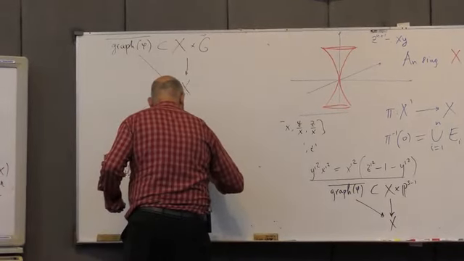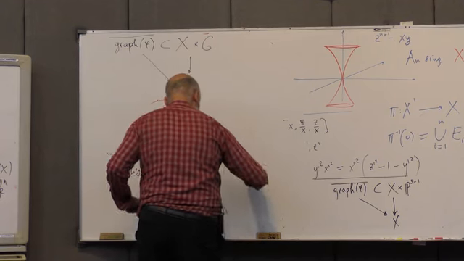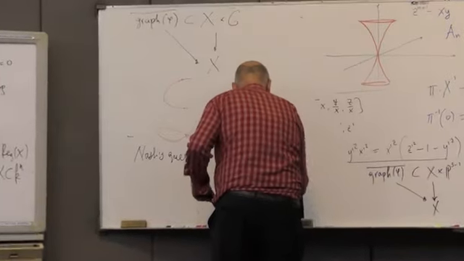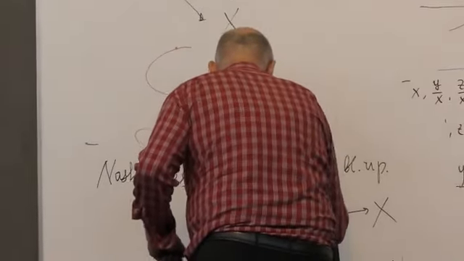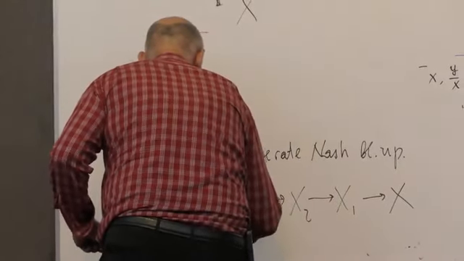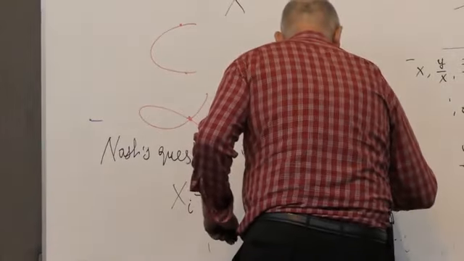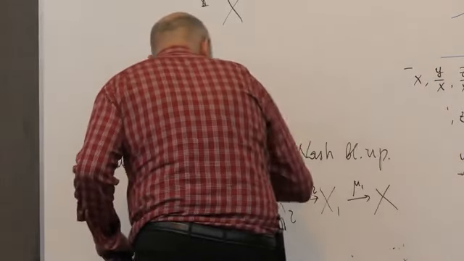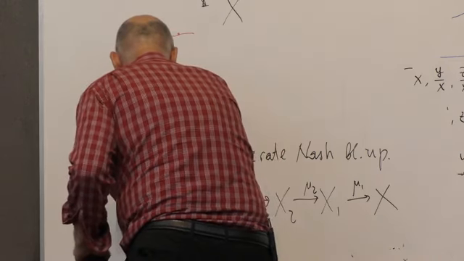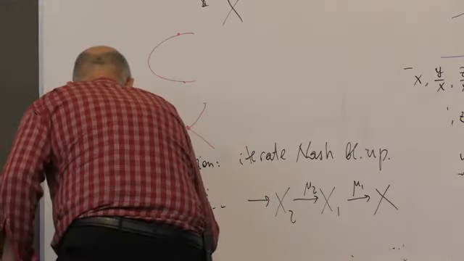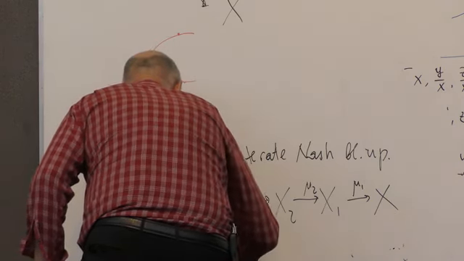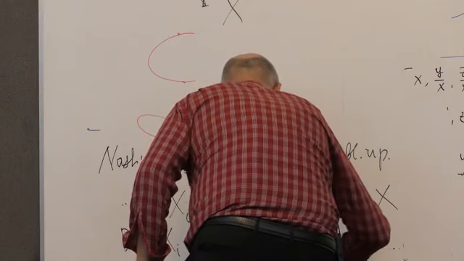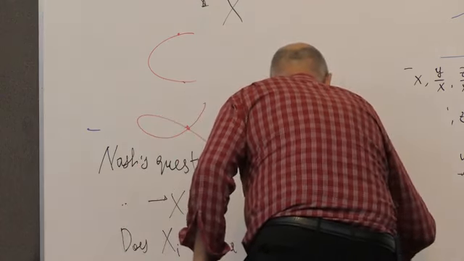So we iterate Nash blowing up. So we get a completely canonical sequence of birational proper or projective maps. Let me call them, for example, mu1, mu2, and so on until mu_i. And so Nash's question was, does X_i become non-singular for i sufficiently large?